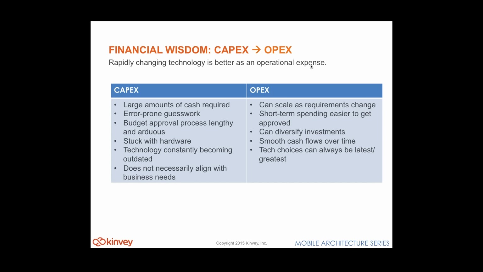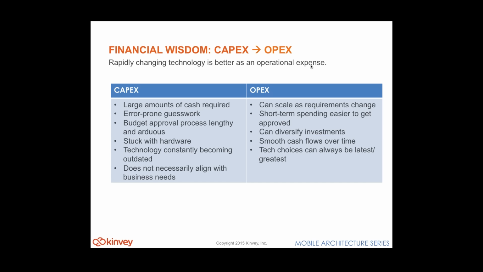So some of the reasons why is that Capex requires a lot of cash. There's a lot of error-prone guesswork. Budget approvals for something this expensive tend to be very lengthy and arduous. And once you purchase your hardware, you're stuck with it for a while until you can get that next cash cycle. And the technology is constantly becoming outdated, so it doesn't make sense to do.